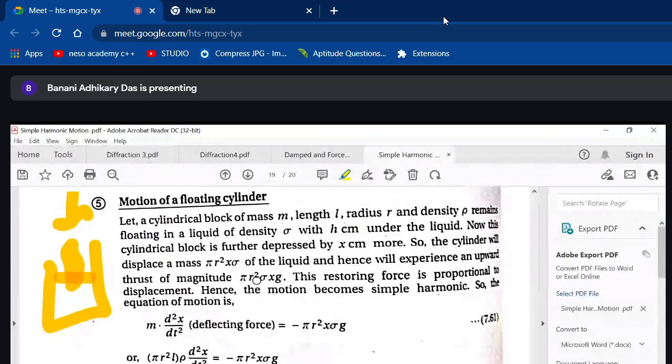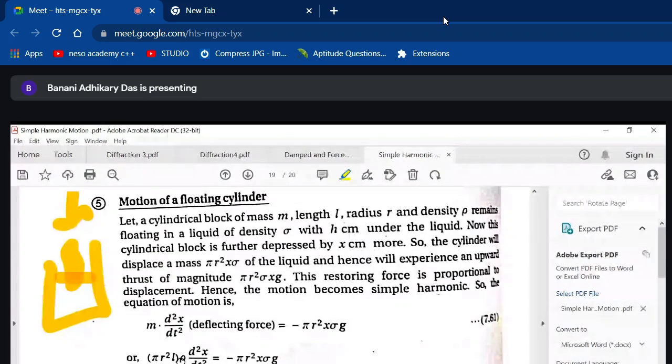Let the mass of the cylinder be m. It doesn't matter, it has a mass m, but it is discussed in terms of length L and radius r. So length is given, r is given, density rho is given. It doesn't matter if m was here still, but the problem is discussed in terms of L, rho and r, so we can do it. So the length is L and the radius is r, so the cross-sectional area is pi r square, into L gives you your volume, into density gives you your mass.